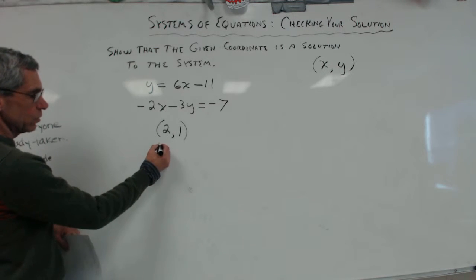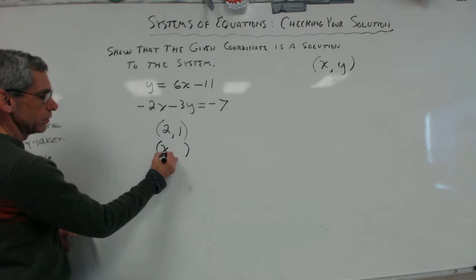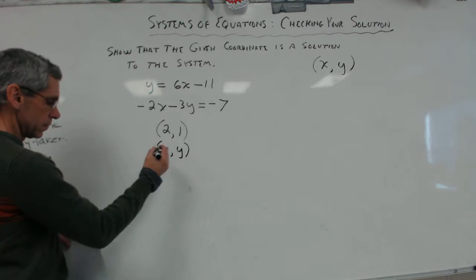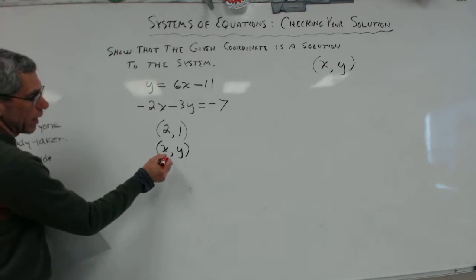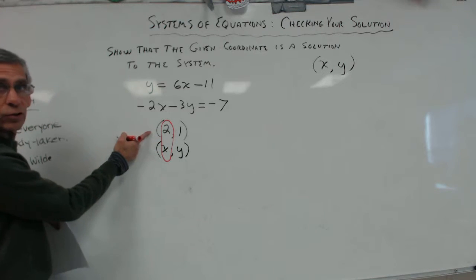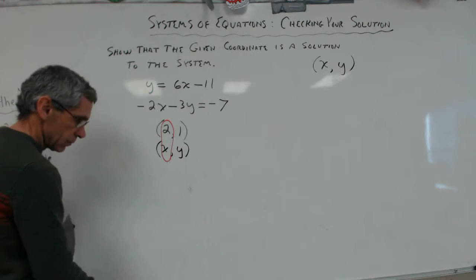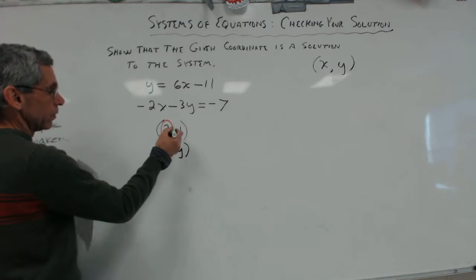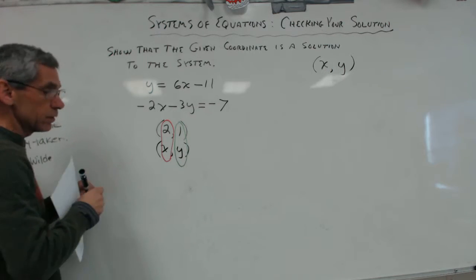So let's just do this for a second. I'm going to put this underneath this coordinate: x, comma, y. Now, I think you guys can tell that if this were a solution, x would be 2, and y would be 1. Do you guys agree with me?